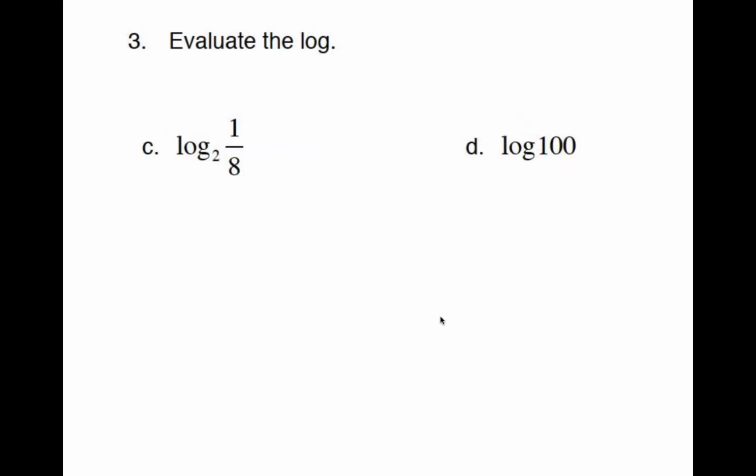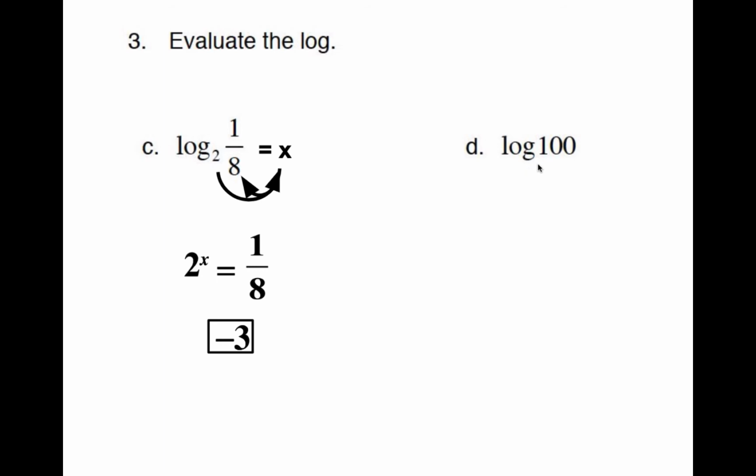For part C, put it equal to x, do the hook: 2 to the x power equals, hook back over, 1 over 8. So since this whole number became a fraction, I know it has to be negative. It's a negative what? So 2 to what power becomes 8? That would be 2 cubed, but it has to be a negative 3 to flip the whole number.